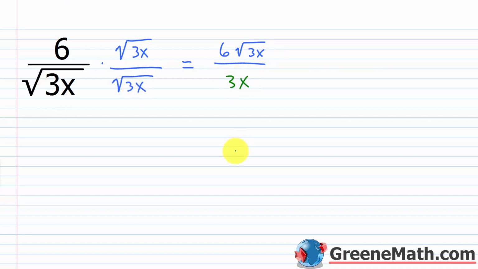Now, I'm not done because I can simplify further. Between the numerator and denominator have a common factor of 3. So this divided by this would give me what? That's gone. This would be a 2. So we end up with 2 times the square root of 3x over x. And that's my final answer. I can't do anything else. But again, notice how I don't have an irrational number in the denominator. I just have an x.